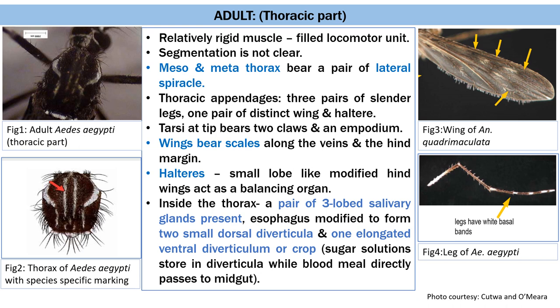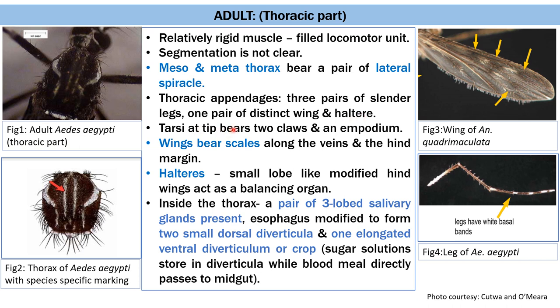Let us discuss briefly the thoracic part of the adult mosquito. The thorax is a relatively rigid, muscle-filled locomotor unit. Although the thoracic part comprises three segments, prothorax, mesothorax, and metathorax, from outside the segmentation is not clear. Meso and metathorax bear a pair of lateral spiracles. The appendages arising from the thoracic parts are three pairs of slender legs, one pair of distinct wings, and one pair of halteres.